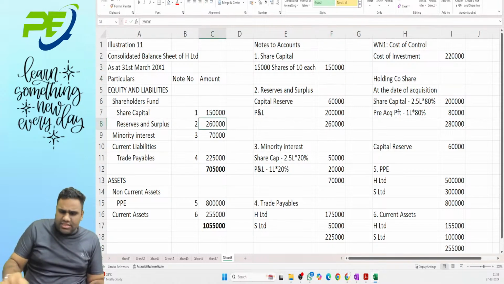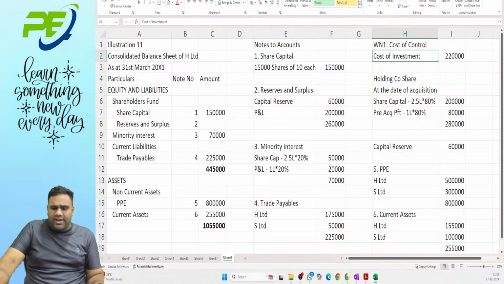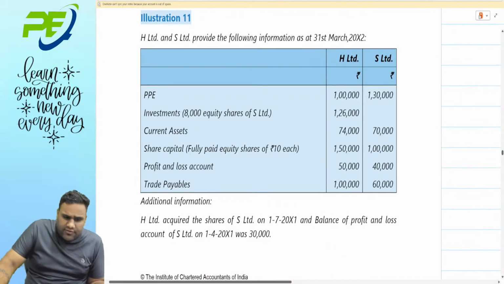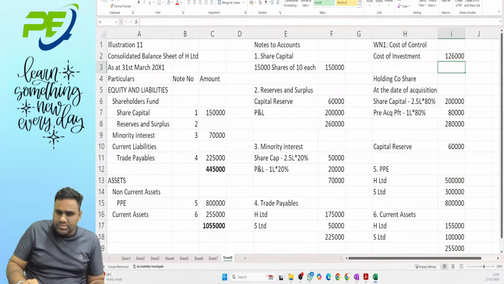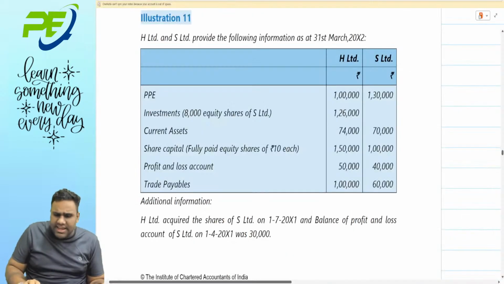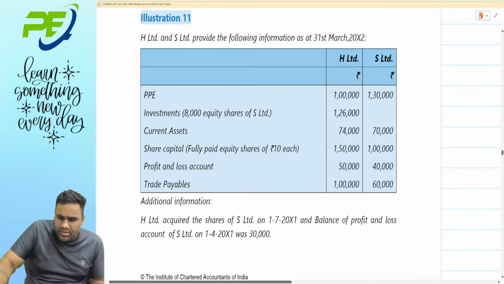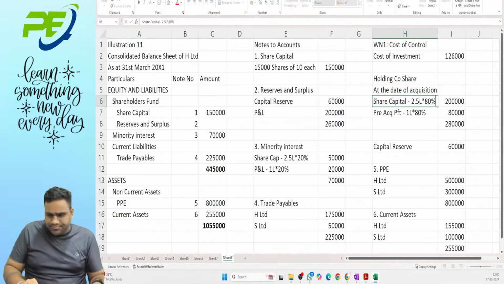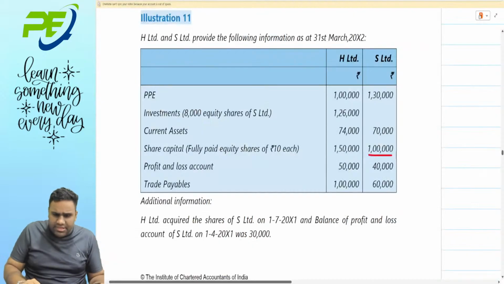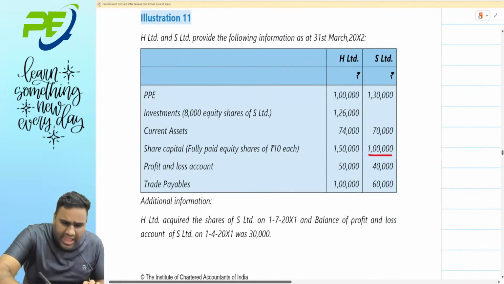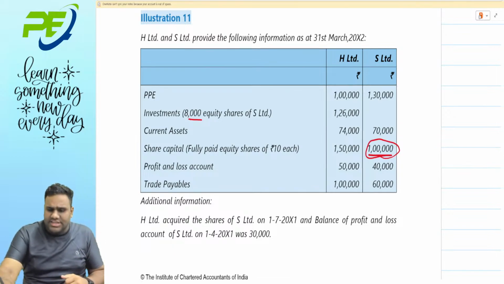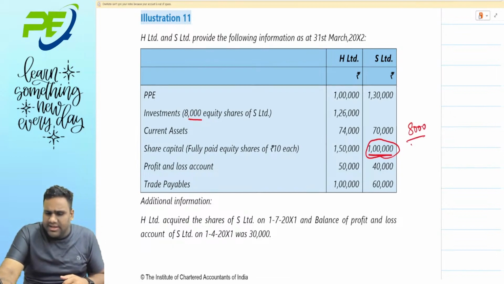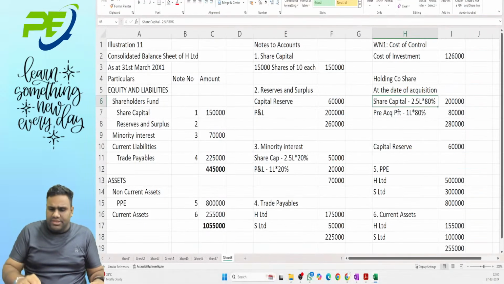Now before we start reserves and surplus, we have to do this working. Cost of investment. Then holding company share at the date of acquisition. 1 lakh into, here also 80%, because 8,000 and they are having 1 lakh. Divide by 10, 10,000 shares. So 8,000 by 10,000, which is 80%.